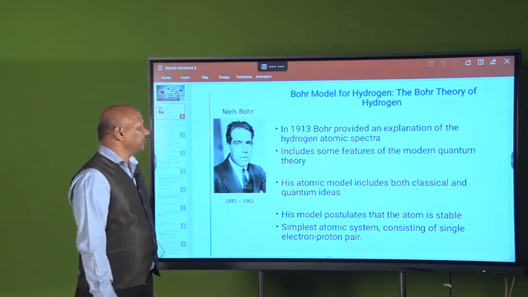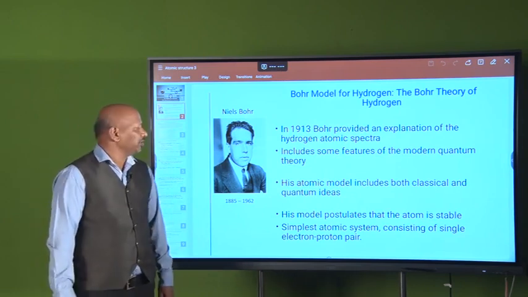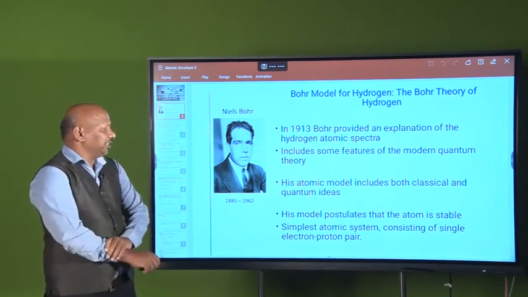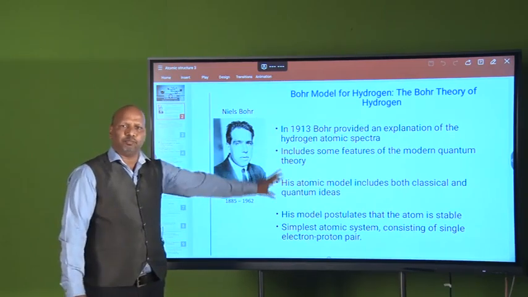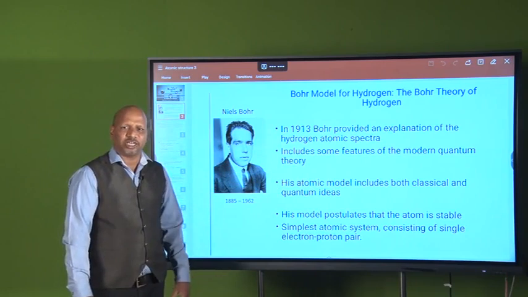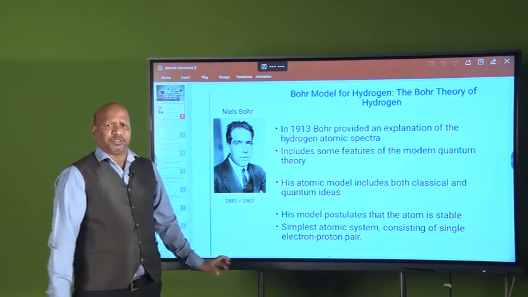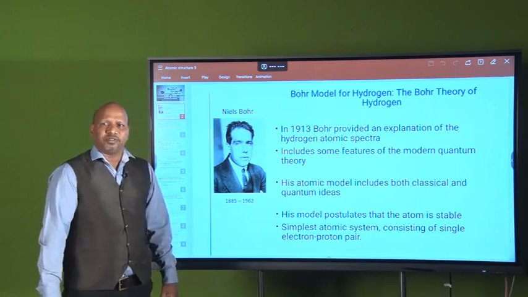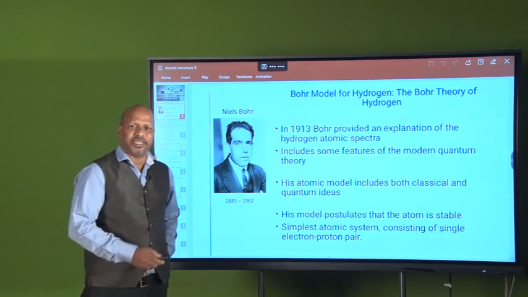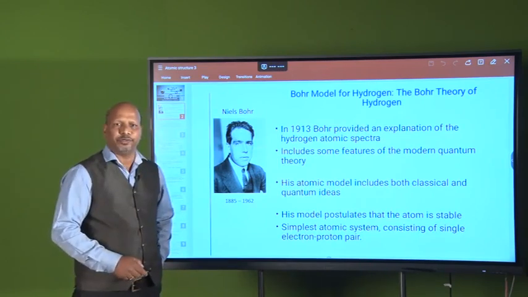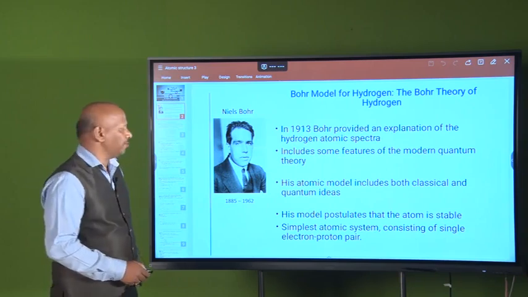According to Niels Bohr, he included some features of the modern quantum theory in the classical theory. He used both theories to explain the structure of the atom. For this model, he initially proposed some postulates, and based on these postulates, his theory is built. So, first of all, we will see the postulates or the assumptions of the Bohr atomic model.